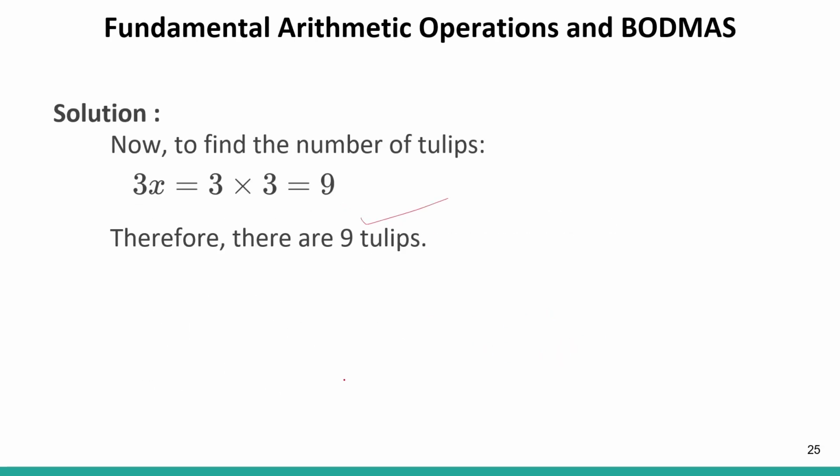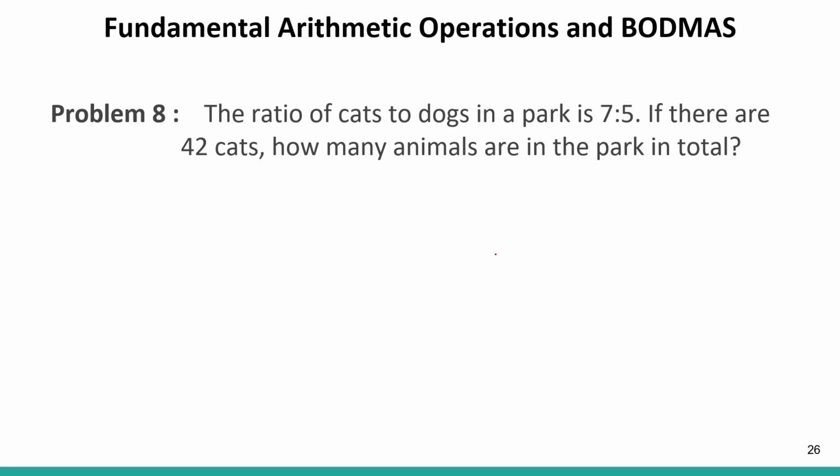Okay, there are 9 tulips. Final answer. Let's see problem number 8. The ratio of cats to dogs in a park is 7:5. If there are 42 cats, how many animals are in the park in total?